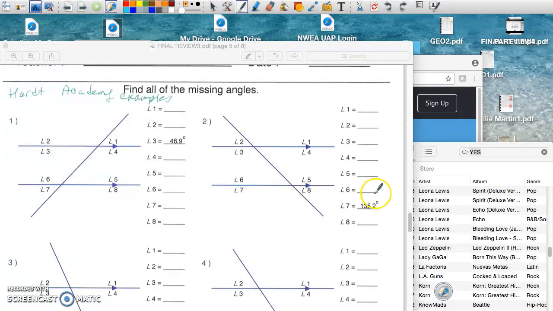All right. Start with the angle they give you. Angle 7 is 135.2 degrees. That is 135.2 degrees, right? 135.2. Okay. So how much is angle 8? How do we find out? Math, of course.